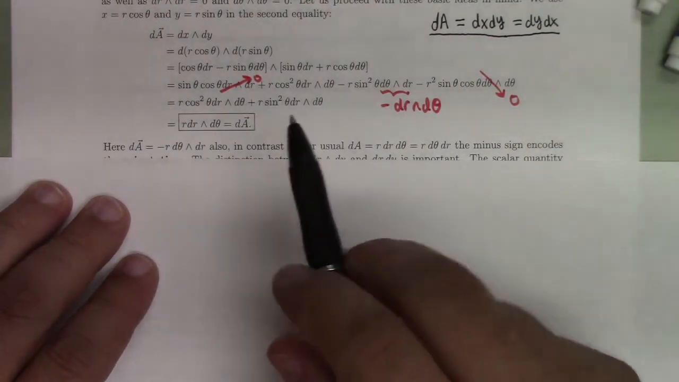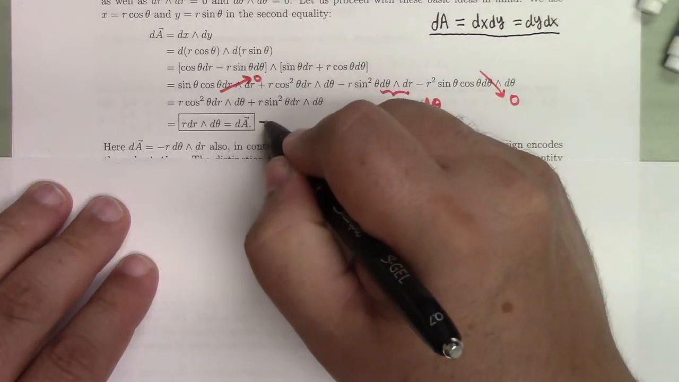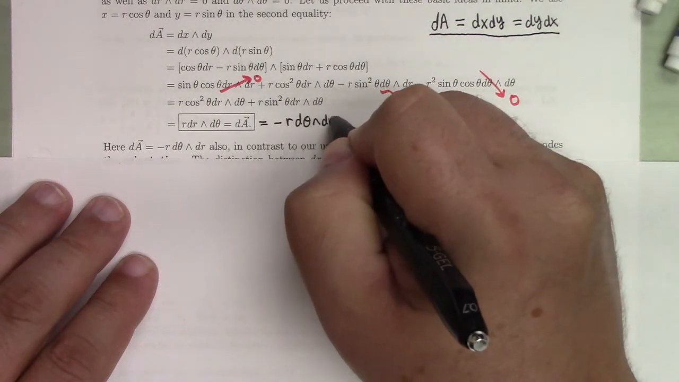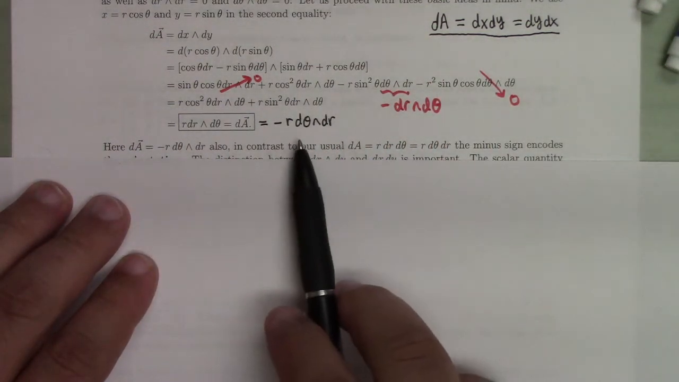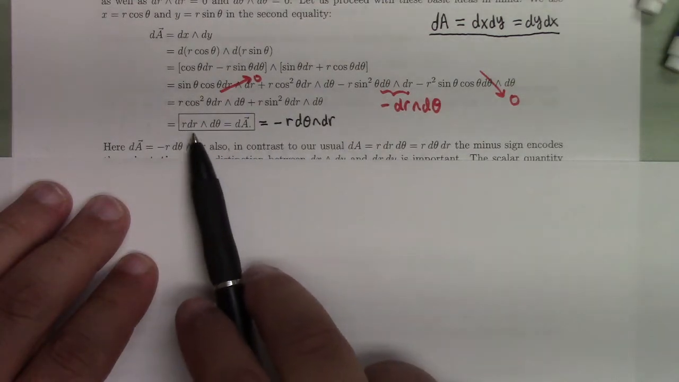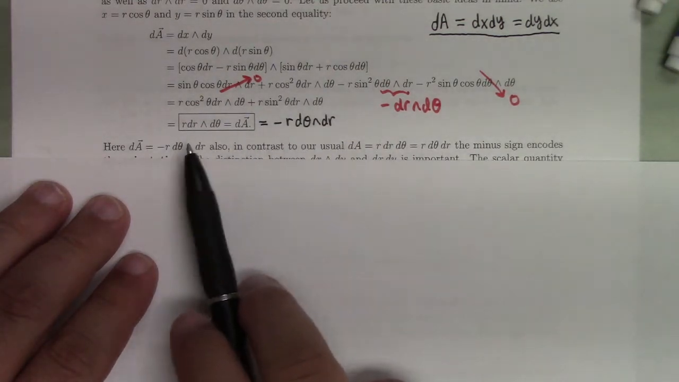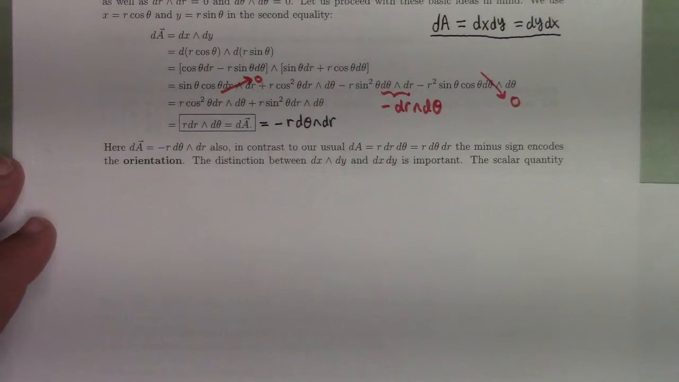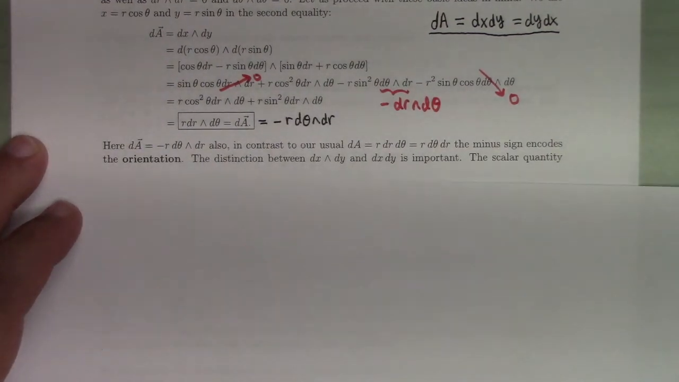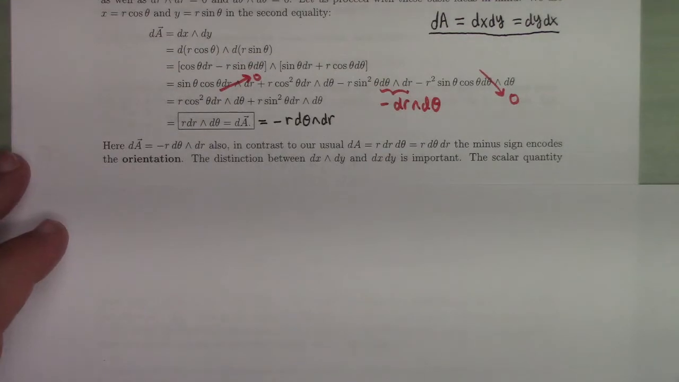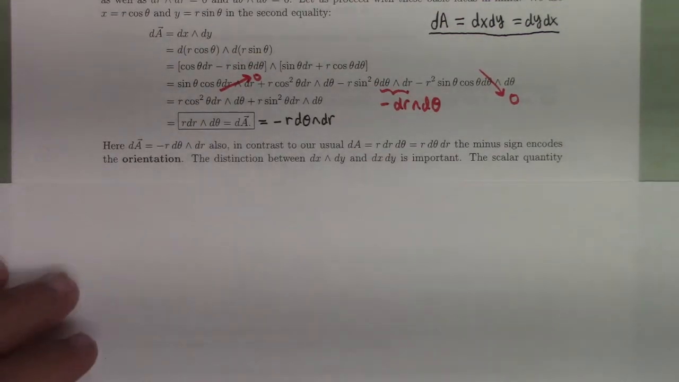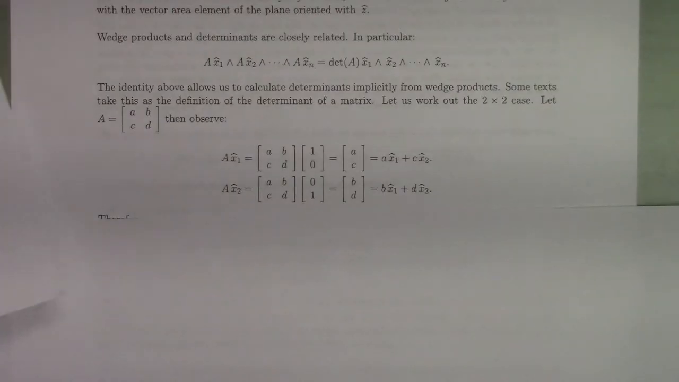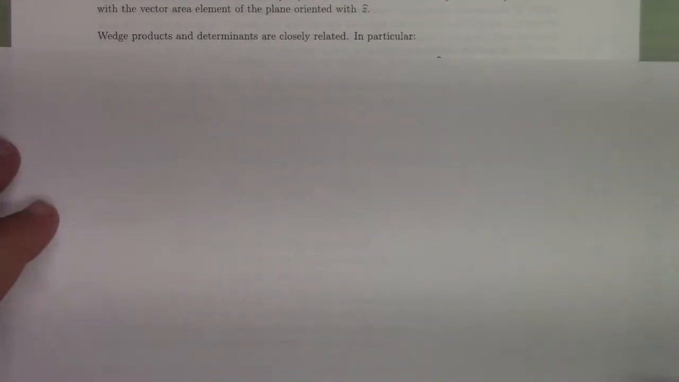In contrast, dA vector is equal to this, but that's equal to minus r d theta wedge dr, all right? So in other words, r d theta wedge dr and r dr wedge d theta are not the same dA vector. In fact, one is opposite the other in direction, and that minus sign basically encodes the orientation. You could think of dx wedge dy as orienting the xy plane upwards, and dy wedge dx as orienting the xy plane downwards.